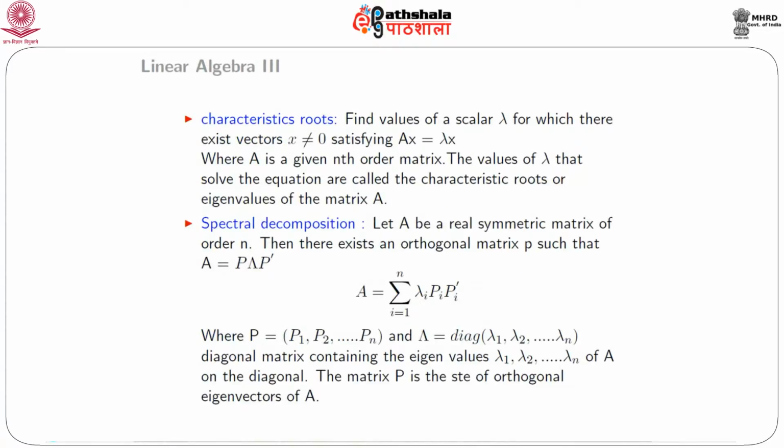Characteristic roots. Find values of a scalar lambda for which there exist vectors x not equal to 0 satisfying A x equal to lambda x, where A is a given nth order matrix. The values of lambda that solve the equation are called the characteristic roots or eigenvalues of the matrix A.